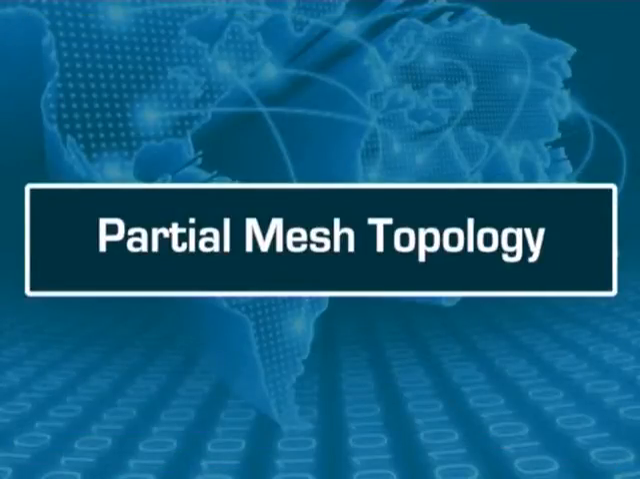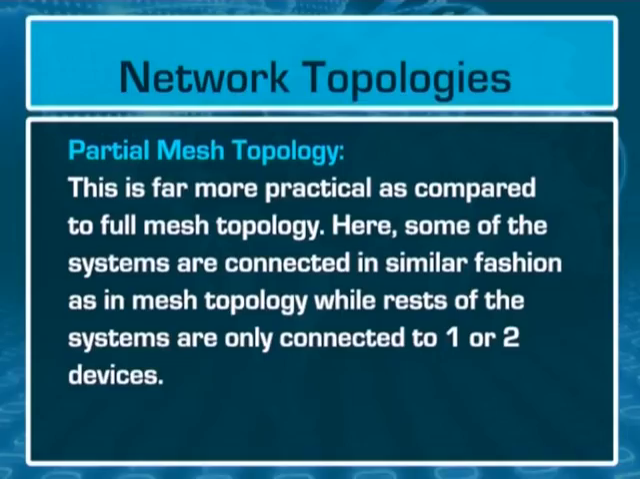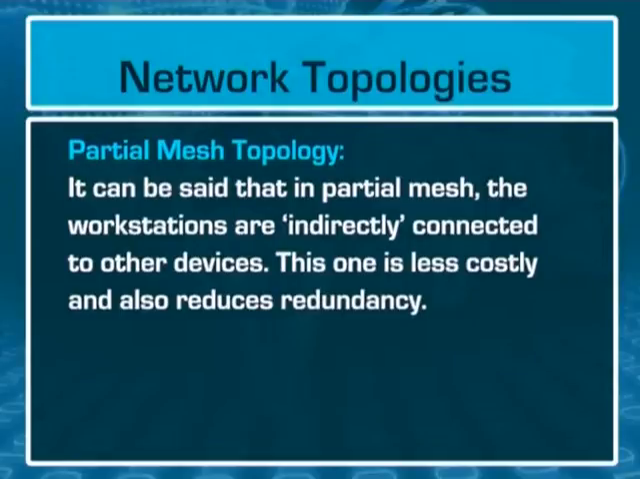Number 2, partial mesh topology. This is far more practical as compared to full mesh topology. Here some of the systems are connected in similar fashion as in mesh topology, while the rest of the systems are only connected to one or two devices. It can be said that in partial mesh, the workstations are indirectly connected to other devices. This one is less costly and also reduces redundancy.